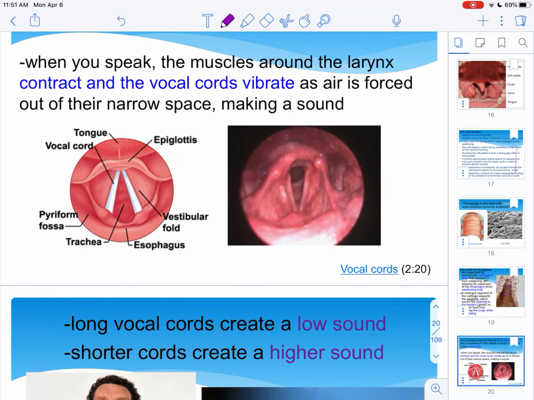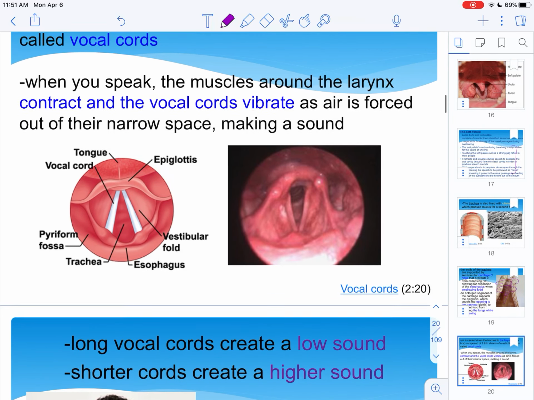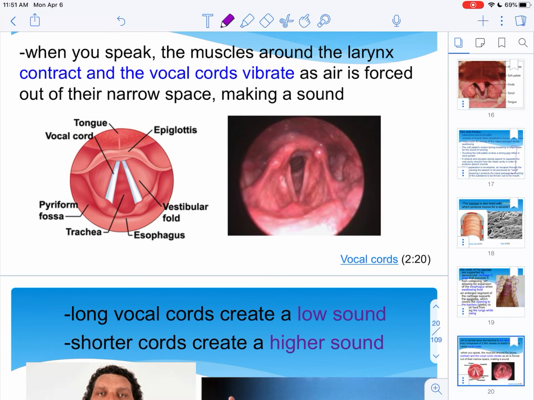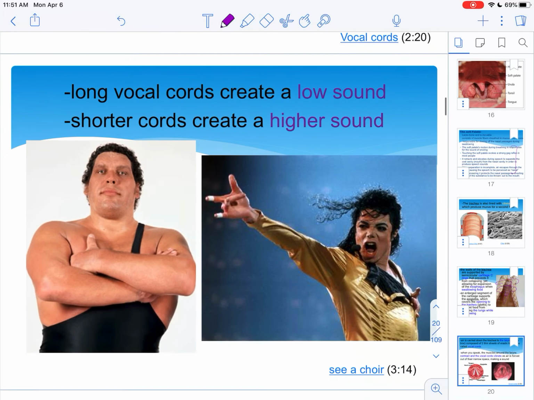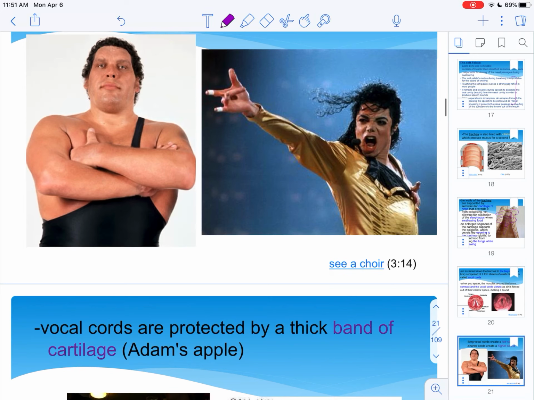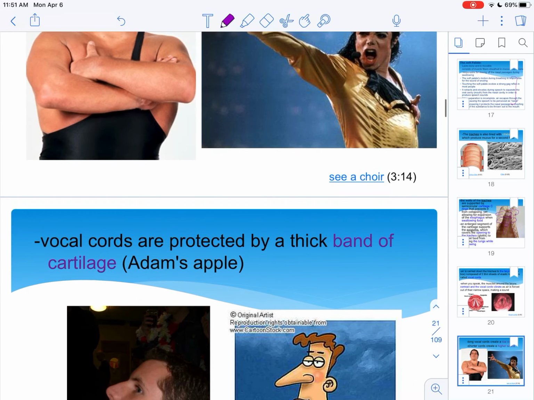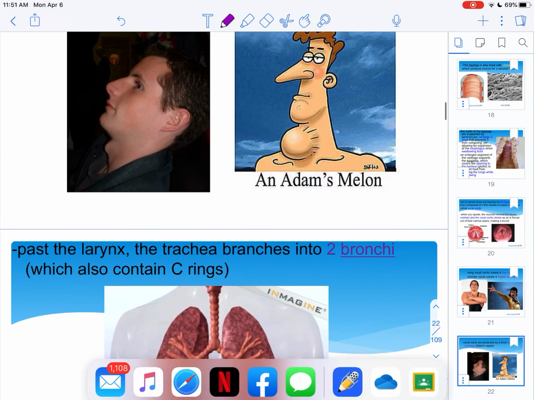The vocal cords are located in your larynx, if you feel the bump in your neck. Those vocal cords will vibrate as sounds are made, and they're different shapes in different people, creating different voices. You can check out all the links for some really neat videos about vocal cords.